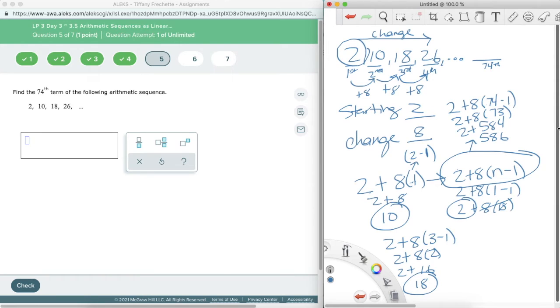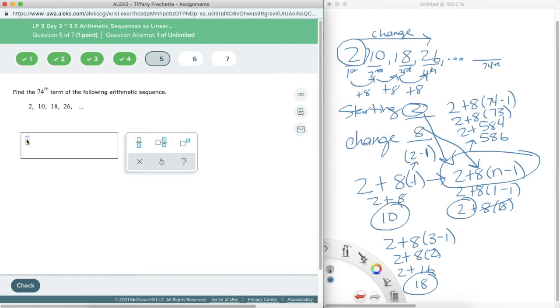Or what if you add too many? It's very, very easy to lose track of it when you're doing that repeated addition. So this equation that we built makes it much easier. And if you understand this pattern, it's going to be the starting point plus the change times the term number minus 1. It always has to be term number minus 1. So that's always how we're going to set up these equations. So let's go ahead and type this guy in. So 586, check.